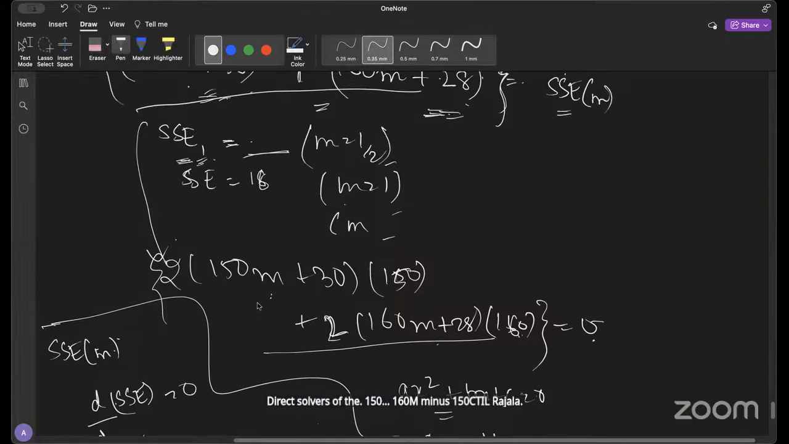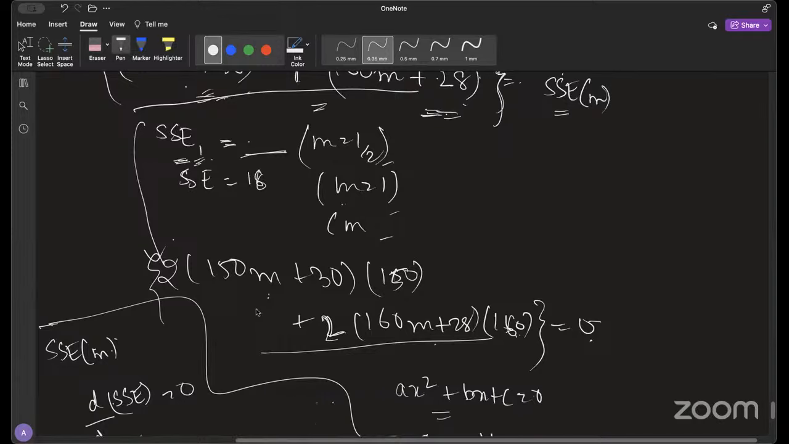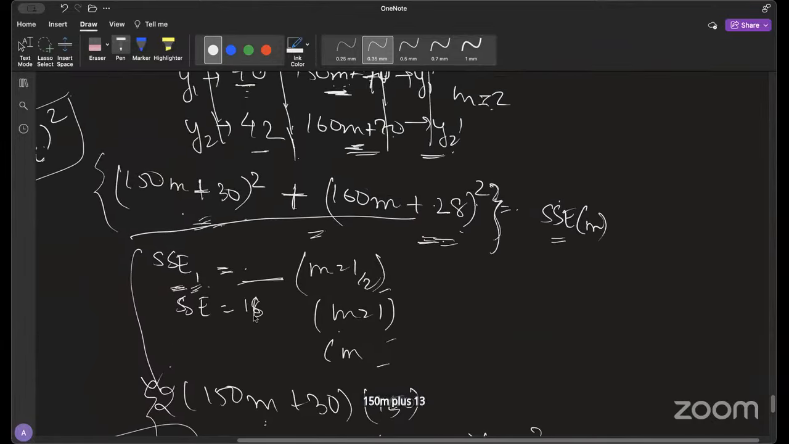What? Ma'am, the equation that forms ahead, where will it become a quadratic equation? 150m plus 132 will cancel out and they will cancel out, ma'am. This will be a quadratic equation only. You'll have m square, no? You'll have 150m whole square and one.